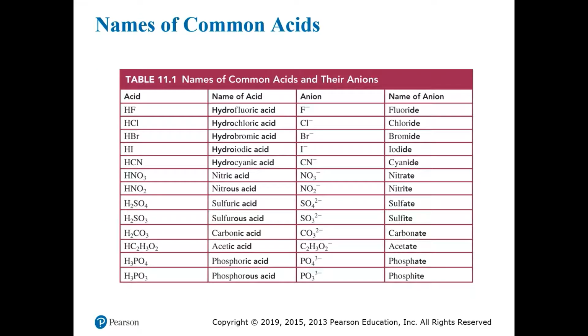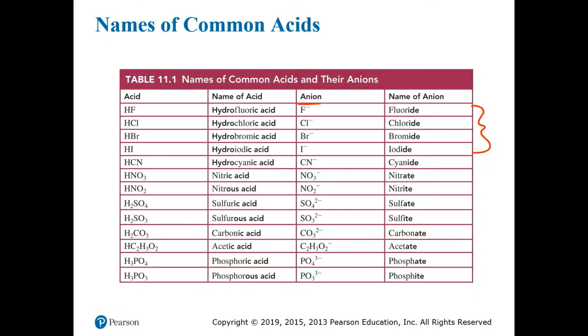This chart shows the names and formulas of some of the most common acids that we'll encounter in this class. It also shows the names and formulas for the counterion or anion present. Remember, every acid can be seen as a hydrogen ion bonded to some other negative ion or anion. In this case, the first four rows here, from fluoride, chloride, bromide, and iodide, are all the monatomic ions.